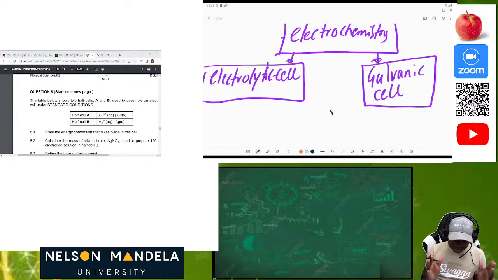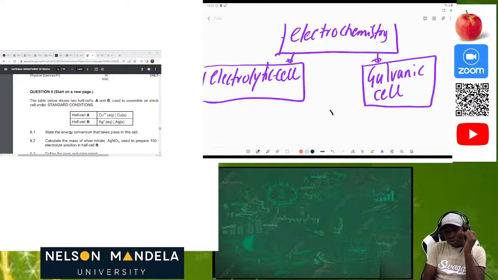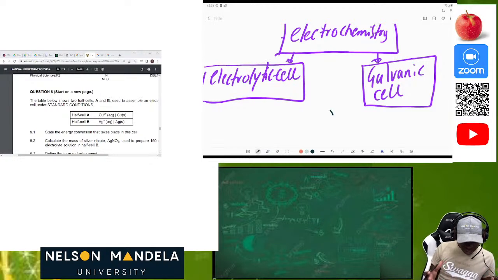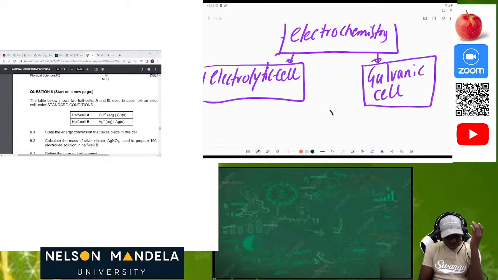Then on the electrolytic cell, we are looking more specifically at the decomposition of copper chloride. We are also looking at electroplating, e.g. the electroplating of an iron spoon with silver or nickel. Then we are looking at the refining of copper. We are also looking at the electrolysis of a concentrated solution of sodium chloride and its use in the chloro-alkali industry. And you also have to look at the recovery of aluminium metal from bauxite.